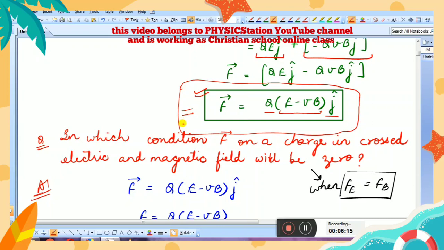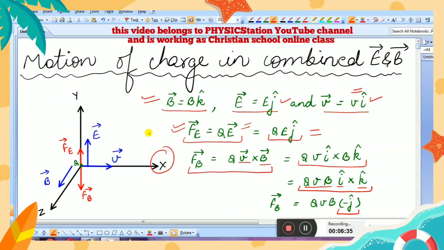Okay. After this, we can have a question in our mind. In which condition will the force acting on this charged particle, which is placed in crossed electric and magnetic field, be zero? What could be that case? In the figure I have shown you before this question, F_B will be acting along minus y axis, right?